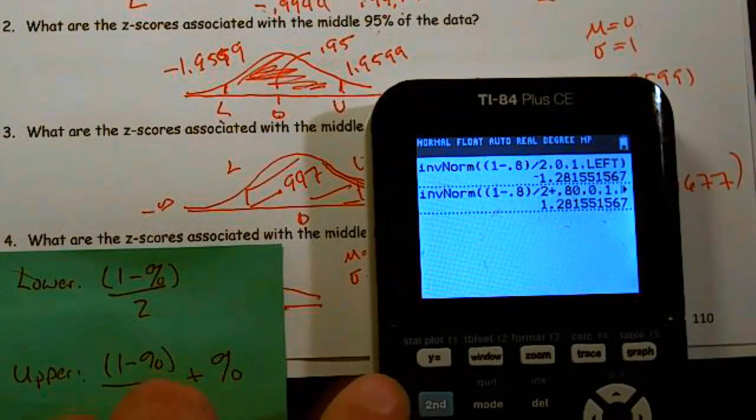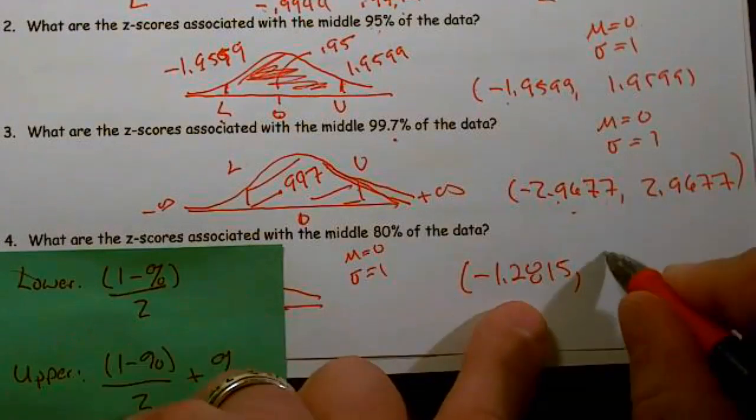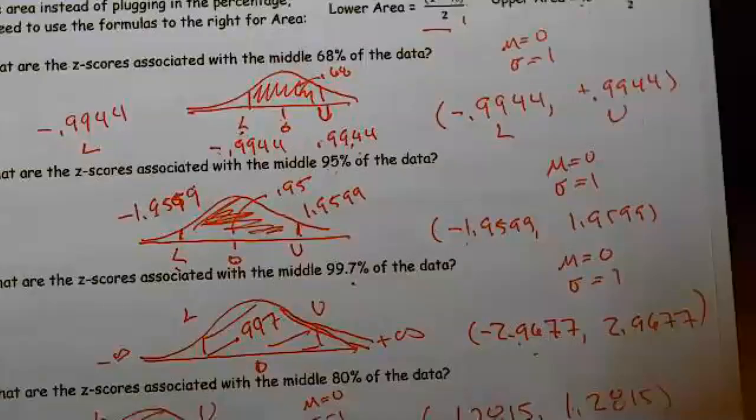Please make sure you always use the decimal. And of course, we're centered on 0, so we have symmetric answers here. Okay, so that will conclude centering on 0 with z-scores.